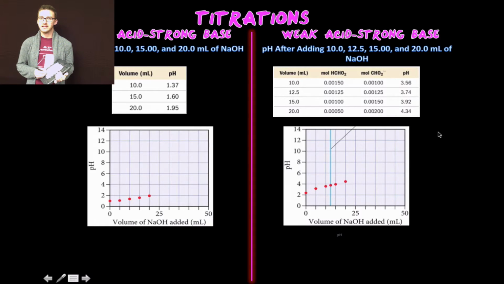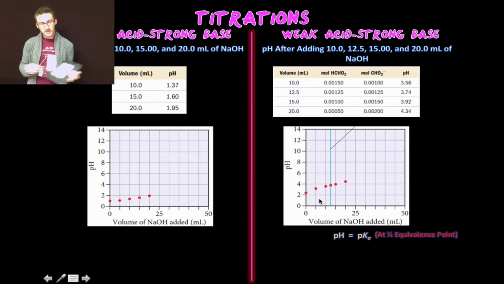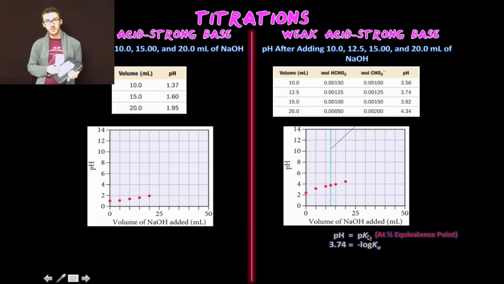However, note that in the weak acid strong base titration, we've got an extra point here. We've got the half equivalence point plotted out, 12.5 mL. Now, the reason why this is important is it can help us identify the Ka of our weak acid if we had not been provided with it, because it's at the half equivalence point that you have equal amounts of weak acid and conjugate base. So the pH at that point is going to equal the pKa. And if you measure the pH to be 3.74, you can then determine the Ka of your acid by doing 10 to the negative of your pH.